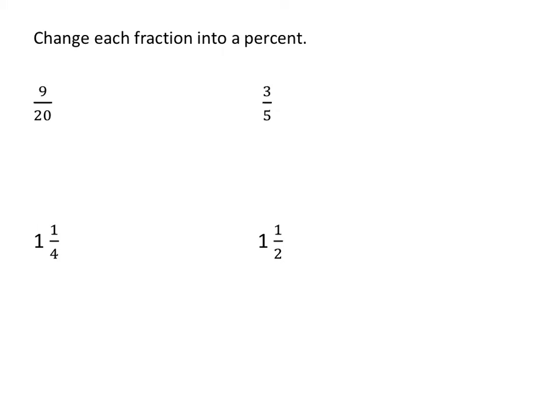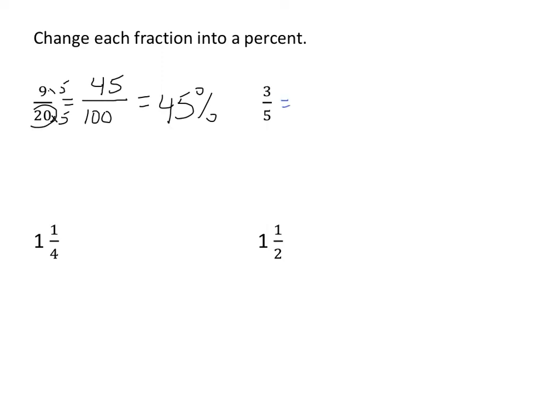Now we're going to change each fraction into a percent. And basically what that means is we're trying to get that denominator equal to 100, because remember, percents are always out of 100. So we can form a proportion where our bottom number is 100. In this case, 20 times 5, so I can do 9 times 5, and I get 45 out of 100, which is 45%. So why don't you go ahead and pause the video and try the next few on your own and see how you do.